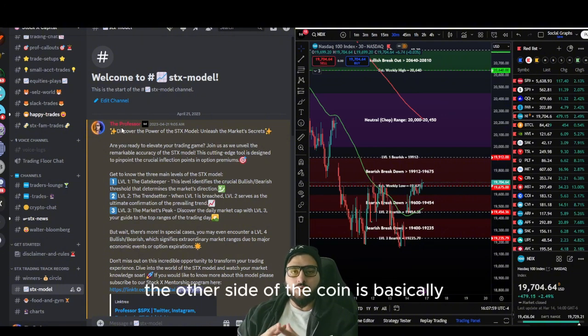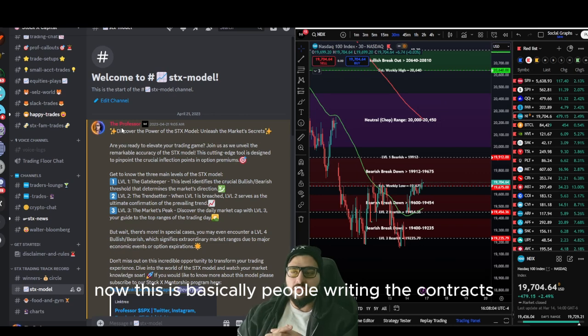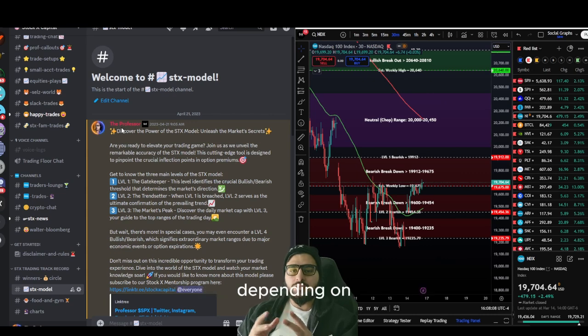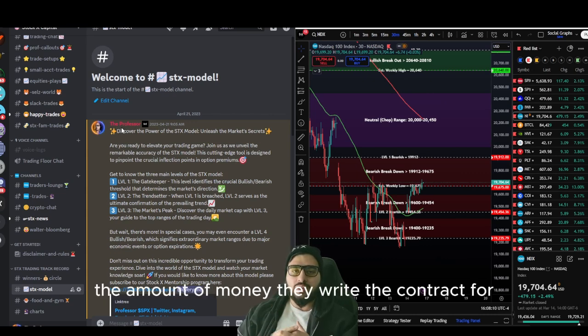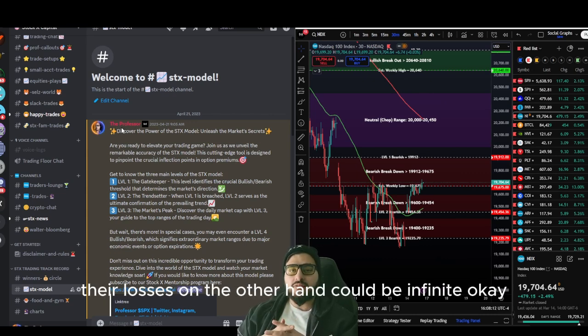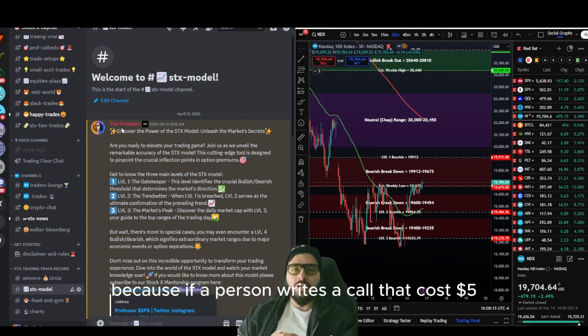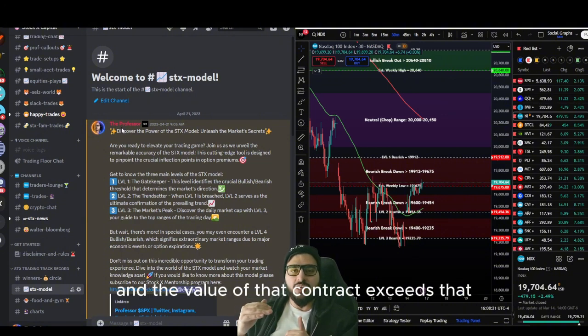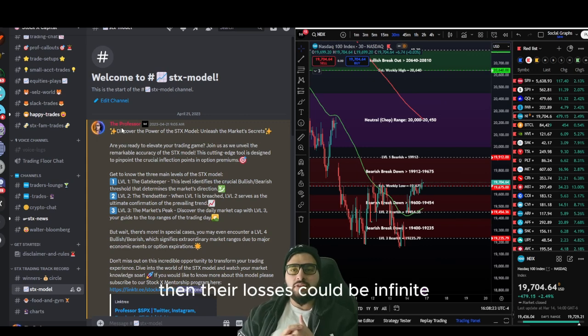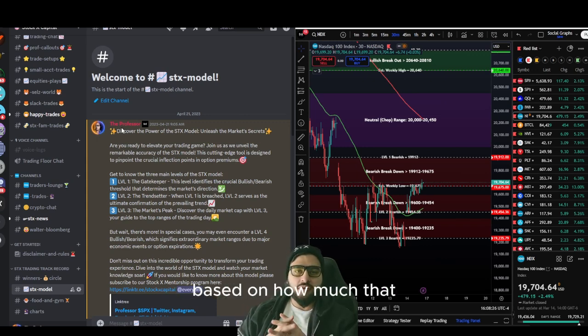The other side of the coin is the people who sell the premiums. These are the people writing the contracts. They have a guaranteed rate of return depending on the amount of money they write the contract for. Their losses, on the other hand, could be infinite, okay? Because if a person writes a call that costs $5 and the value of that contract exceeds that and goes deep in the money, then their losses could be infinite based on how much the option is worth as it gets closer to maturity.